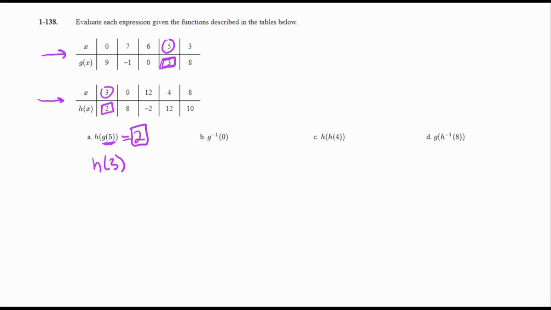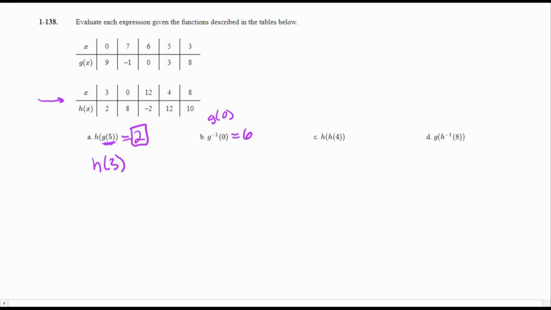Now, the inverse here is a little bit trickier for B, because for the inverse, what you want to think about is we switch the x's and y's, right? So now, instead of saying g of 0, where I look at g and I'm looking for 0 in the x, the inverse is when I'm switching x's and y's. So instead of looking for 0 in the x piece, I'm going to be looking for 0 in the output piece because I'm switching them. So in this case, if I plug in 0, what I will get is 6 because the inverse switches those.